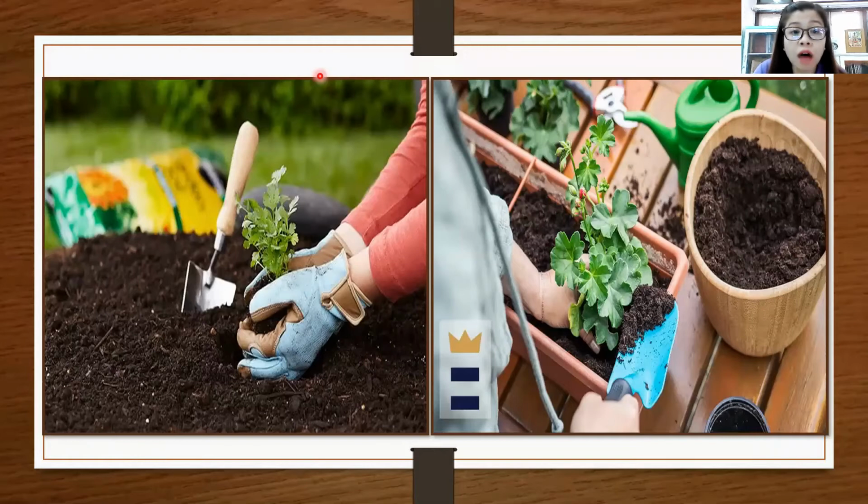The first use of soil is for gardening and agriculture. So what do you think? What type of soil is the best for gardening and agriculture? So it is the loamy soil. Okay, because loamy soil contains a lot of humus, which provide plants with nutrients. So it is the best soil used to grow plants and crops.